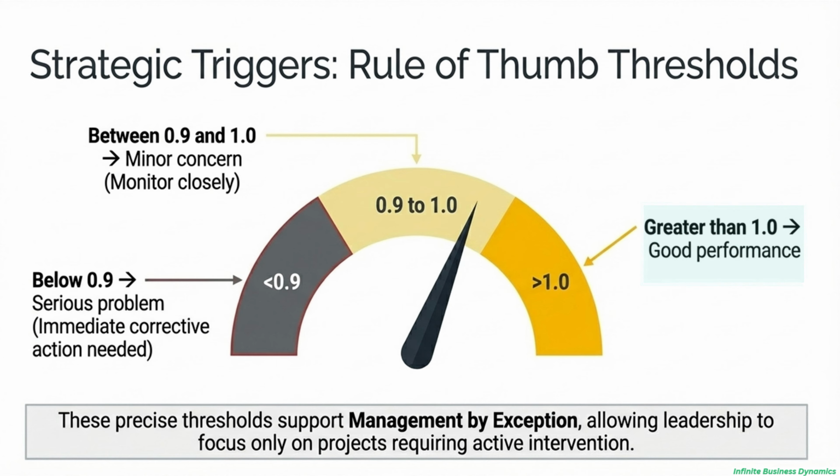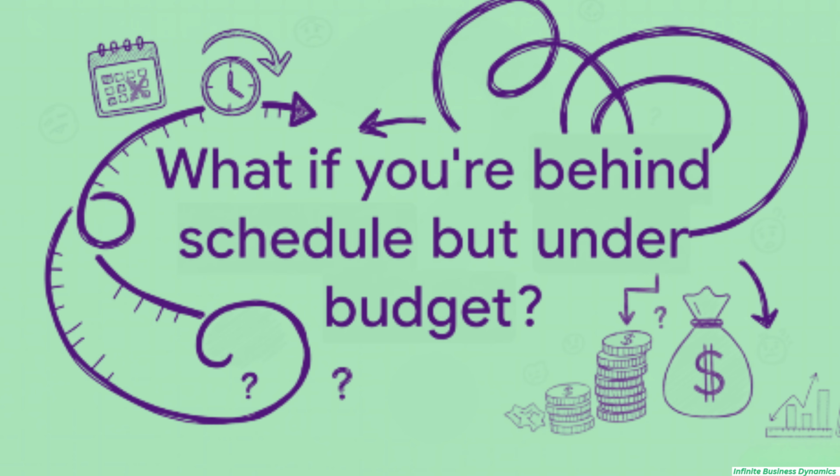Anything above a 1.0, you're in good shape. Great performance. Between 0.9 and 1.0, that's a minor concern. You definitely want to keep a close eye on it. But anything below 0.9, well, that's a serious problem that needs your immediate attention. This whole idea supports something called management by exception, and it's brilliant because it lets you focus your energy only where it's truly needed.